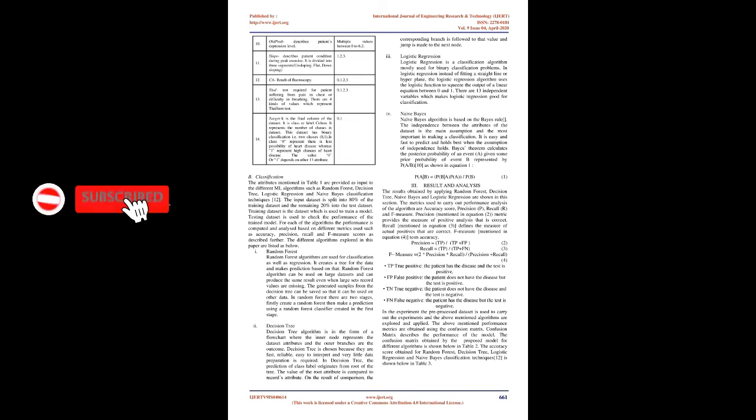0, 1. B. Classification. The attributes mentioned in Table 1 are provided as input to the different ML algorithms such as random forest, decision tree, logistic regression, and naive Bayes classification techniques. 12. The input dataset is split into 80% training dataset and the remaining 20% test dataset. Training dataset is the dataset which is used to train a model. Testing dataset is used to check the performance of the trained model. For each of the algorithms, the performance is computed and analyzed based on different metrics such as accuracy, precision, recall and F-measure scores as described further.